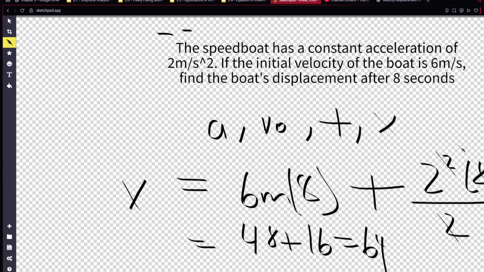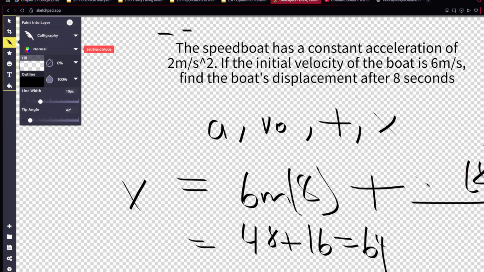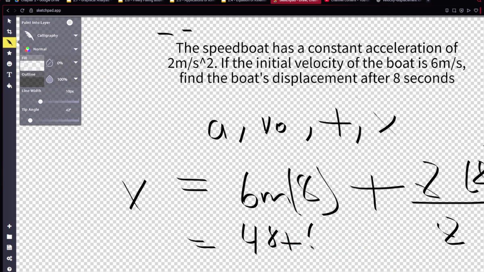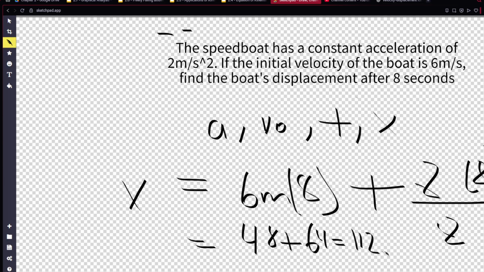Oh, sorry, we forgot to square the time. And also, it's at squared. I accidentally squared the acceleration. So it's 2 times t squared, which is 64, divided by 2. The 2's cancel out, giving us 48 plus 64. And using some simple algebra, that's 112 meters. So that's the boat's displacement.